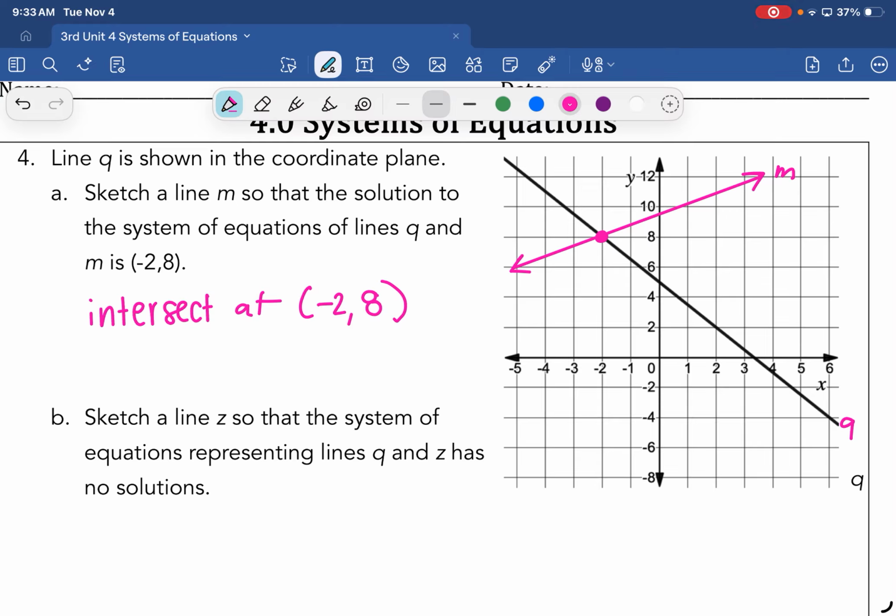Sketch a line Z so that the system of equations representing Q and Z has no solutions. What type of line would I need to draw to Q? A parallel line. I think the slope of that line is 3 over 4, so it's going to go down 1, 2, 3 over 1, 2, 3, 4. I think. Or is it down? That's not right. There is right. Does it matter where I go? It could be below it even further. It could be above it. As long as it is parallel, you are good. It has to be parallel to Q.